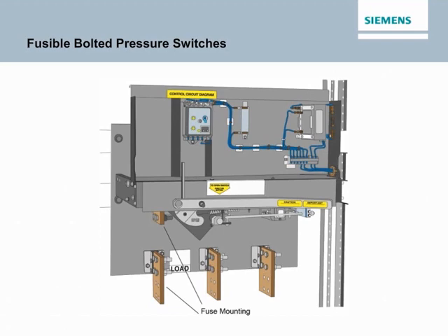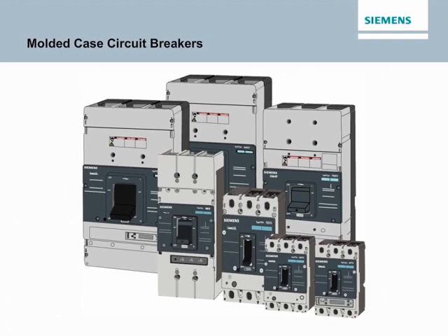A fusible bolted pressure switch BPS can also be used as a main disconnect. Bolted pressure switches are available with ampere ratings from 800 to 6,000 amps. Siemens offers a wide variety of thermomagnetic and solid-state circuit breakers with continuous current ratings up to 2,000 amps. These circuit breakers are available with a wide range of features and accessories.